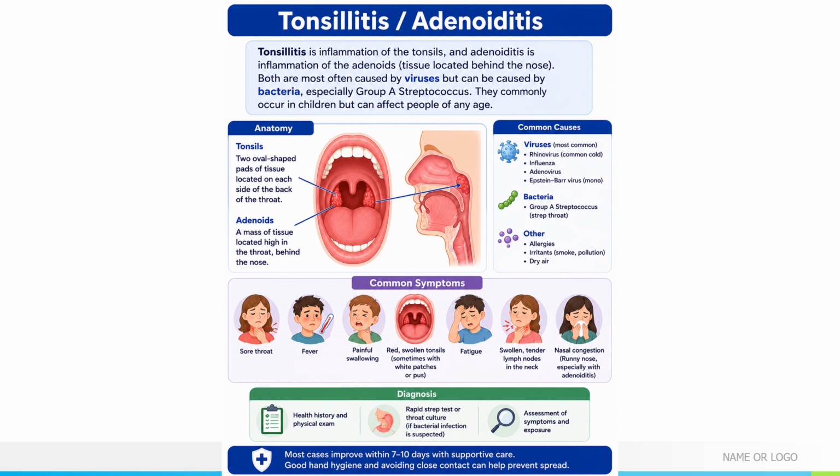If we do suspect group A strep, then again, a rapid strep test is going to be performed. Results are going to be available pretty quickly. If the rapid test is negative, but clinical suspicion remains high, we're going to get a throat culture.